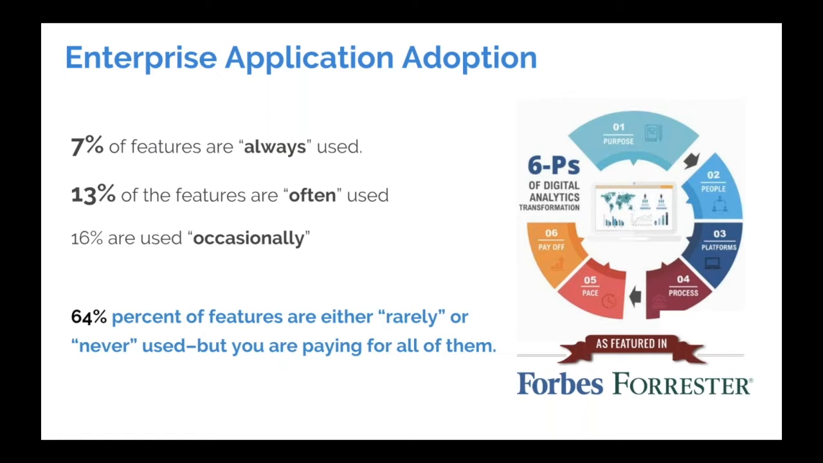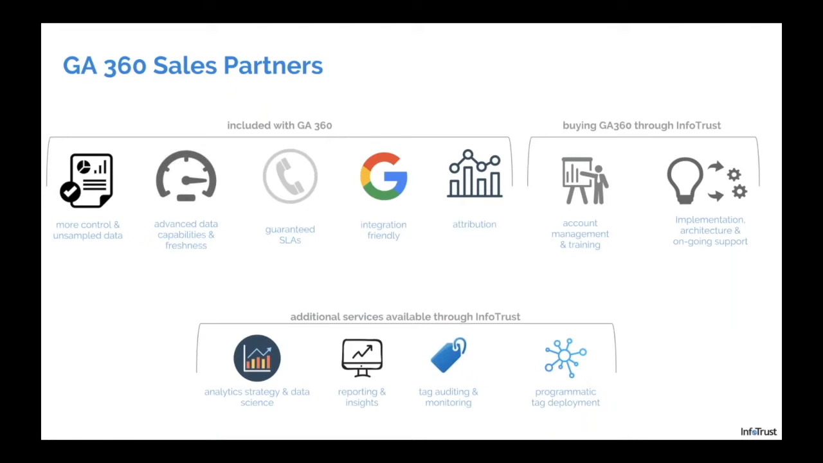So we focus on a model that's called the 6 Ps of digital analytics transformation. Michael Lobin from our team has coined this phrase. It's been in Forbes and Forrester. If you have any questions on this, let me know, but we do have a lot of content on the internet around that, so you can definitely search for that.